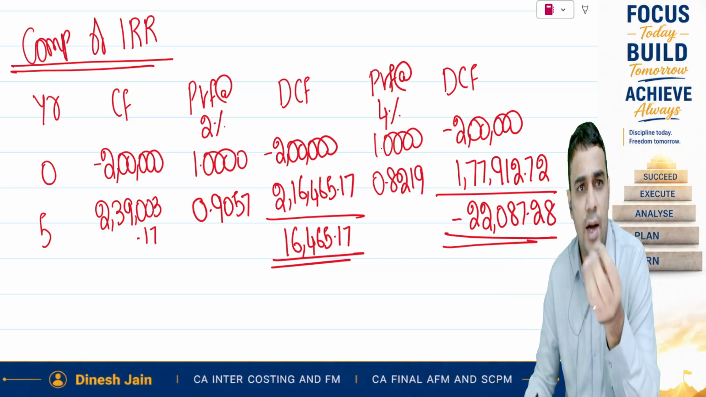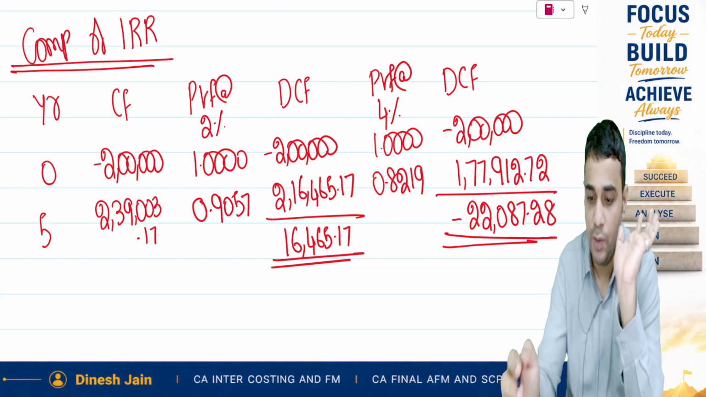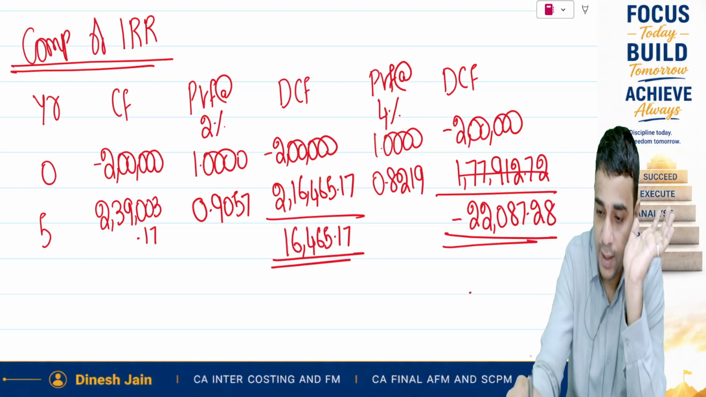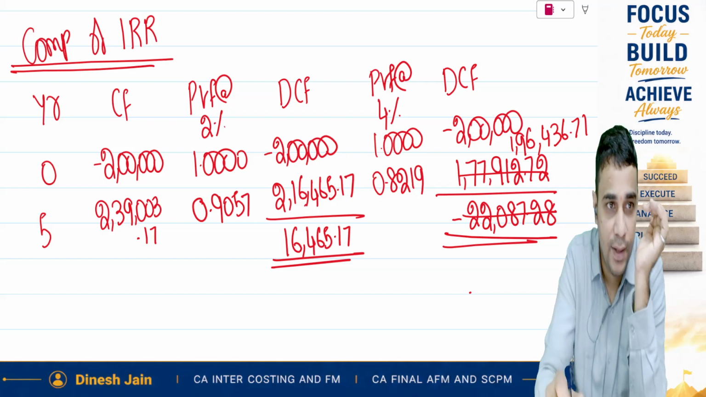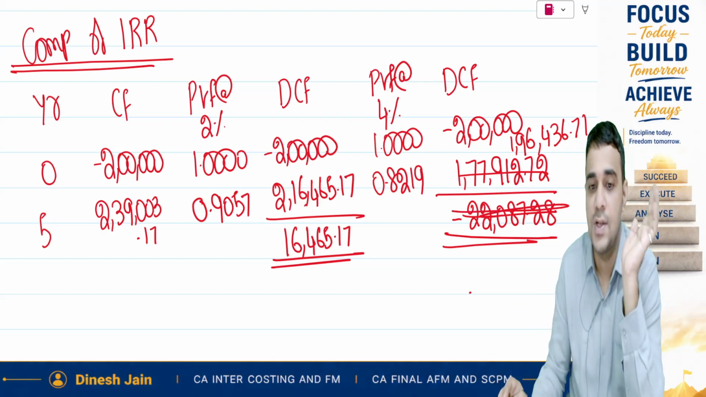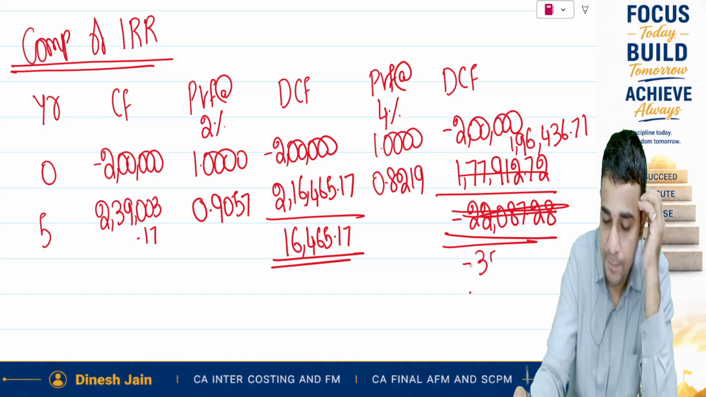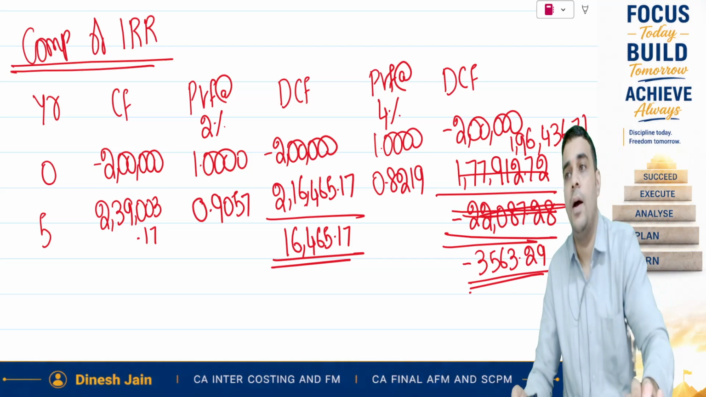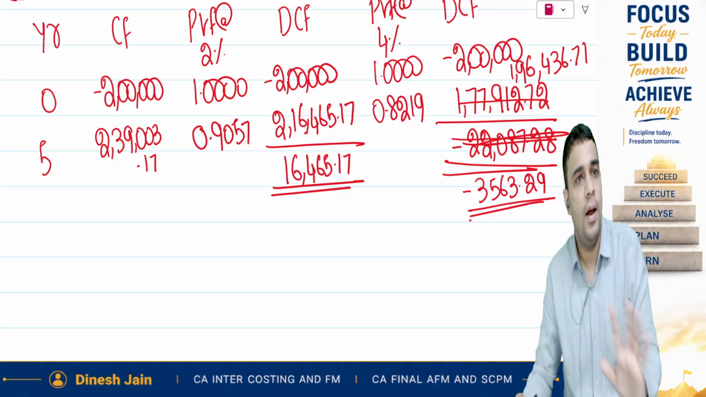This, are you getting this amount? Sorry, 196. Sorry, then 196 436.71. I think you multiplied this into this. You get 196 436.71. NPV is how much? 3563 point. Okay, understood this? You got the number. I needed one positive, one negative.